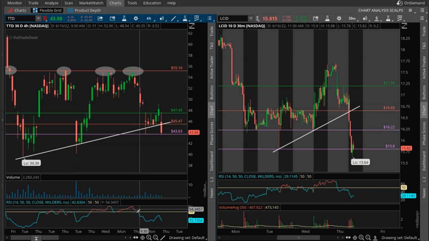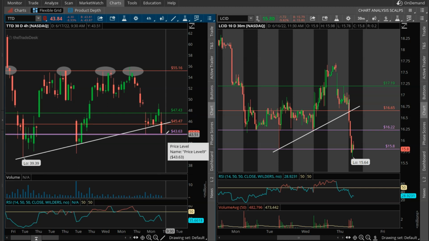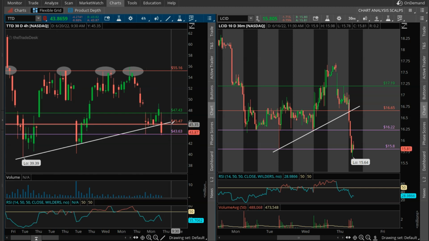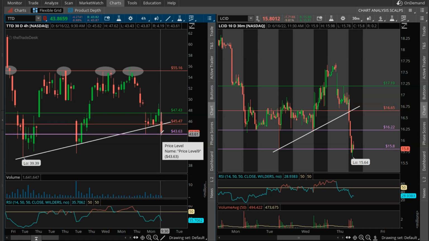The RSI had lost that 50 momentum, as you guys can see. Back in the past, once we broke above, we used it as support. So at this point here, when price action is getting tight, I want to see that RSI lose momentum and then form a bearish setup for a continuation lower. So this is what I saw in TTD, this upward trend going back to the beginning of May. And I wanted to see this 45.47 give out, lose this upward trend, and target that 43.63.